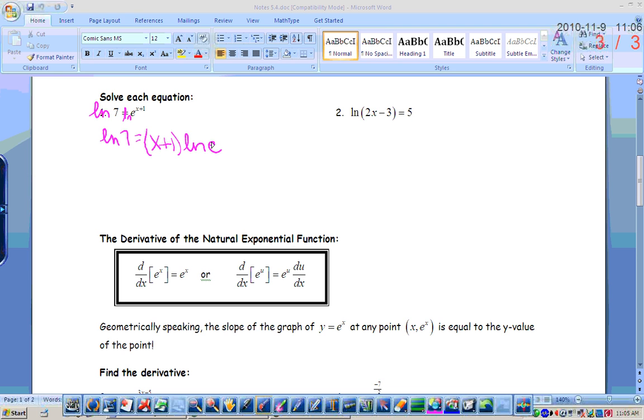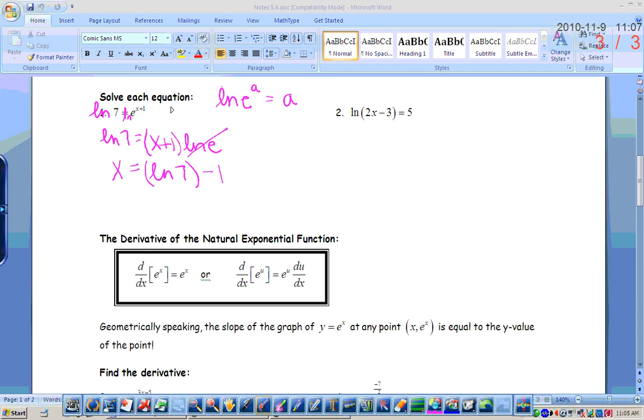And then what is the natural log of e? 1. So we really just have x plus 1 equals ln 7. So x would equal the natural log of 7 minus 1. And then you could type that into your calculator. There is a property that the natural log of e to a power just equals that power. So I think some of you recognized that the natural log of e to the x plus 1 just equaled x plus 1. Brian?